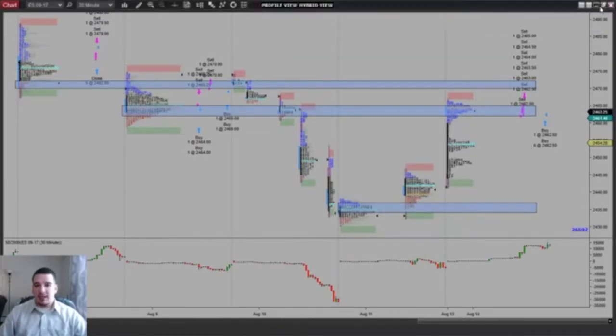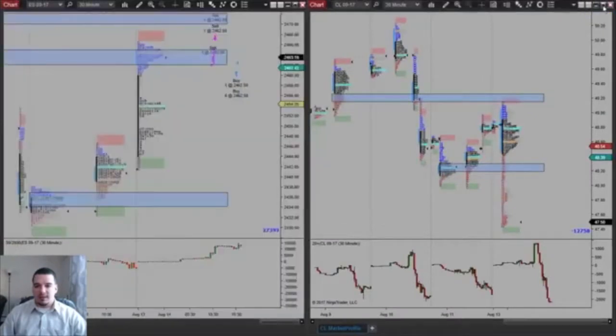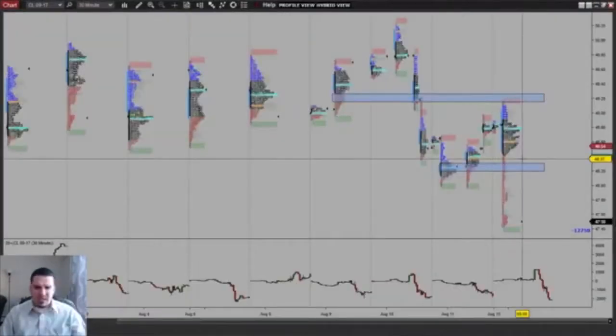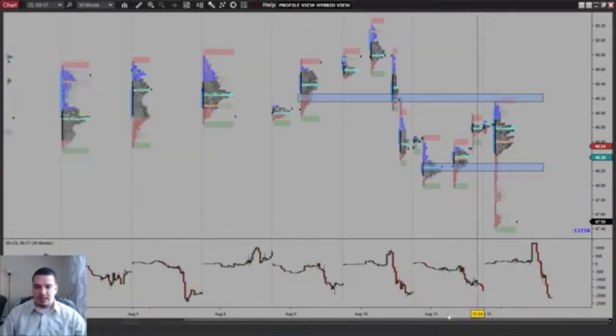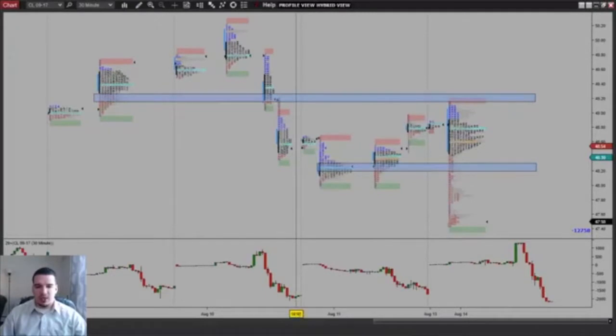Okay, looking at the crude oil market, very strange. Early this morning we had news that something out of Nigeria was lifting exports. I didn't look into it too much, but the market got a pretty big spike off of that and then completely sold off. Here we can see when the news hit the market, right there on this bar.